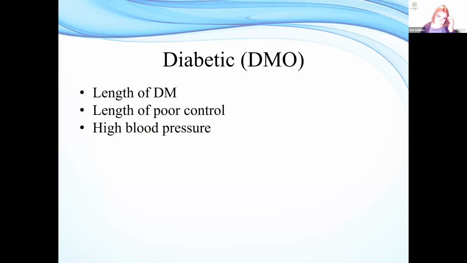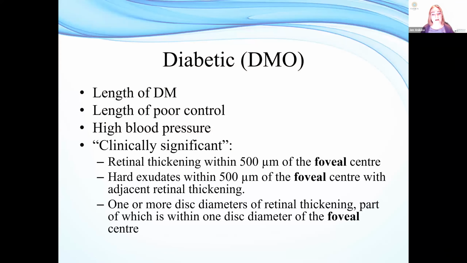So DMO, length of diabetes, length of poor control, high blood pressure, cholesterol, and you've got this clinically significant aspect. So that's just from the DRSS grading criteria about what features you need to have in order for it to be clinically significant. This is really sort of an aged term. It's a term from past times when we used to look without having the OCT. Now with the OCT, it's much easier to assess the severity and the risk of the edema to the fovea, because that's essentially what you're trying to grade. You're trying to grade the risk to the fovea.